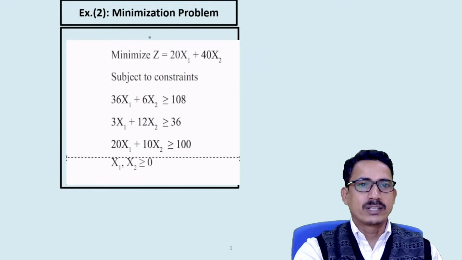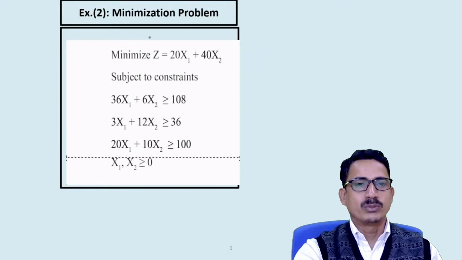Similarly, there are some more examples. We can go for some exercises. You can do some examples from your book or any operations research book you follow. The same way, if you solve, you can get maximum values and minimum values.